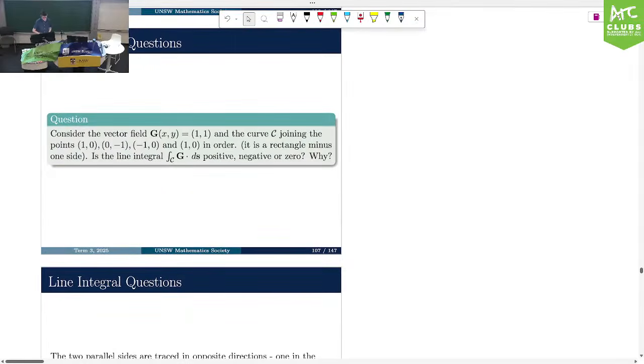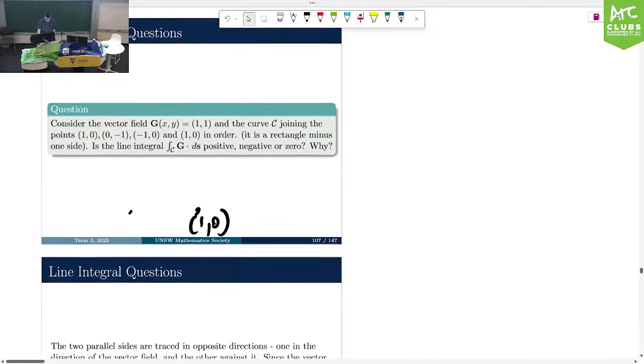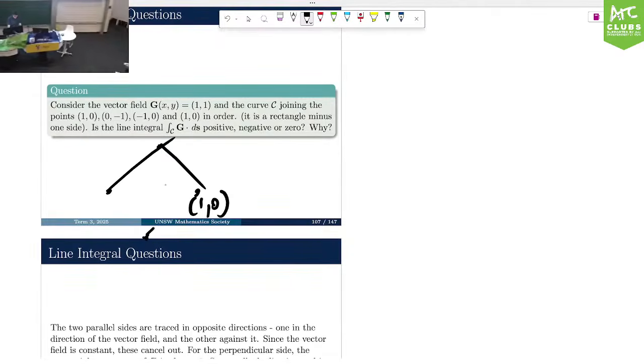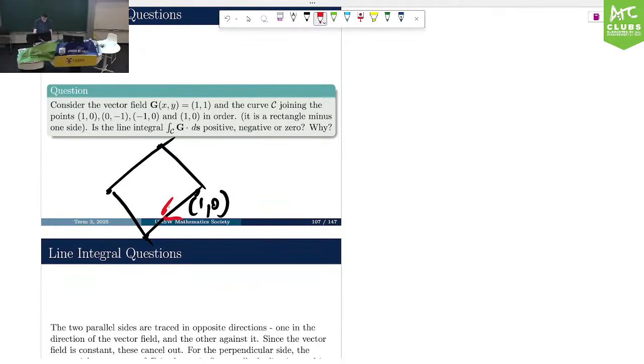So here we have a little question on that. We have a function that's just constant 1, 1, 1, and our curve is joining the points, not the origin, but 1, 0, and then 0, -1. I'm assuming this order, 0, -1, down here. So it's just going to look like this, a diamond-type shape. So we're going in this direction.